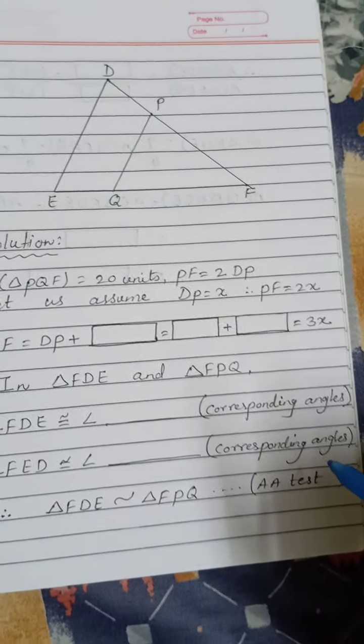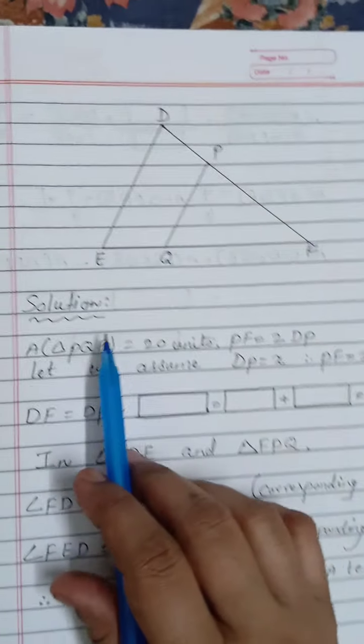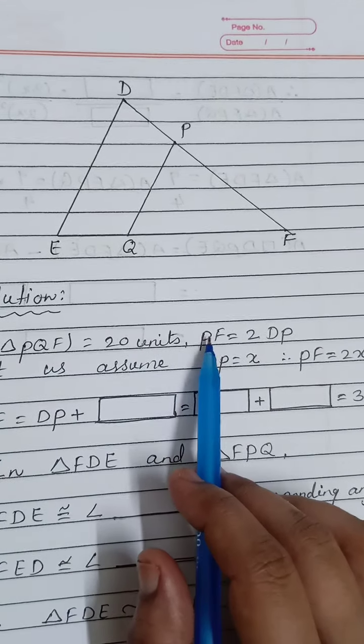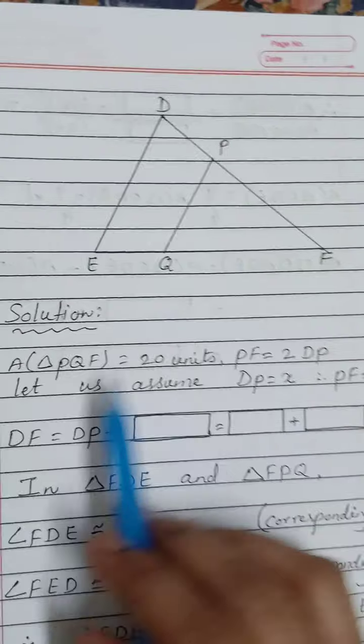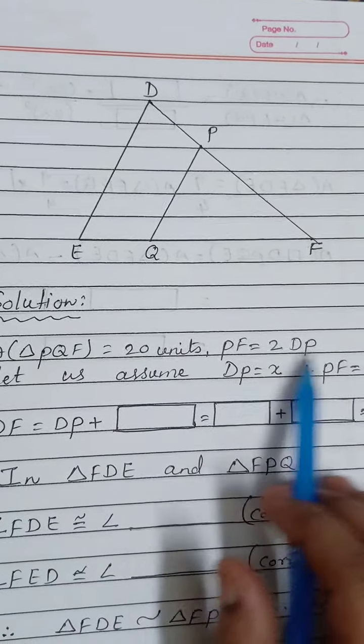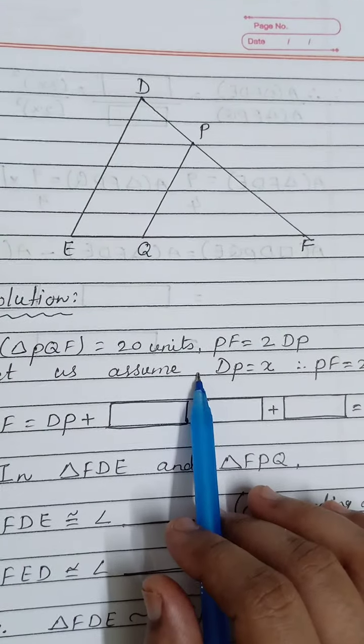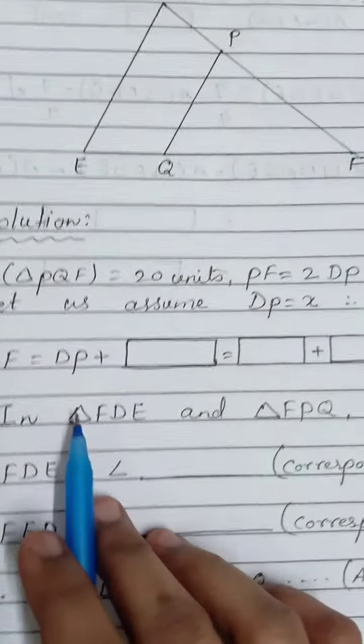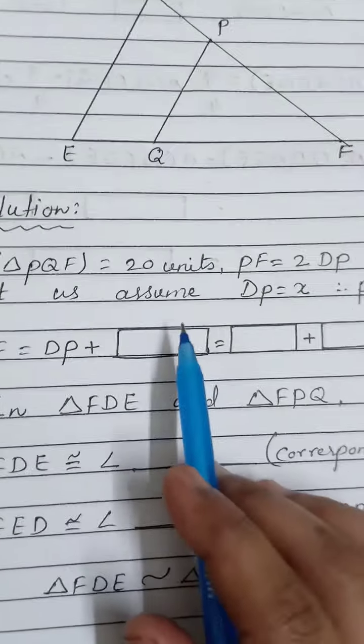So I have taken all the steps which are given to us in the textbook, the same way. See, the area of triangle PQF is 20 units. PF is equal to 2 DP. Let us assume all these things which I am reading now; it is already given in the solution. See here, in the textbook all the things are written, so I have just copied it. And in front of you only I will fill all the blanks, so it will be easy to understand.